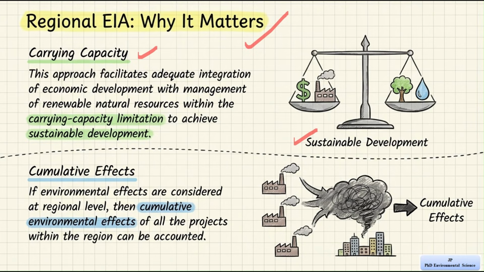Cumulative effect. Now what is cumulative? It means the combined effects of many things together. When we study a whole region, we can see the total impacts of all projects together, not just one project. For example, one factory will lead to small pollution, 5 factories, more pollution, 20 factories, very high pollution. Together it will create a big combined effect. But if we study projects one by one, we may miss the total damage. Regional EIA helps us see the full picture, which otherwise can be ignored.